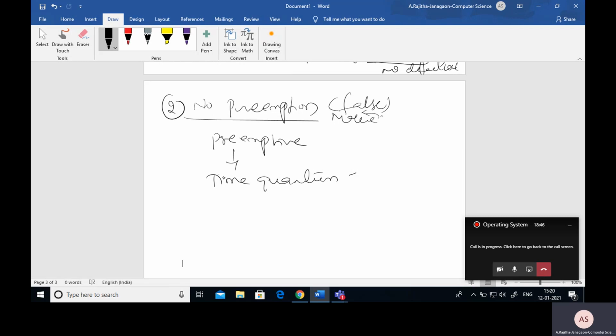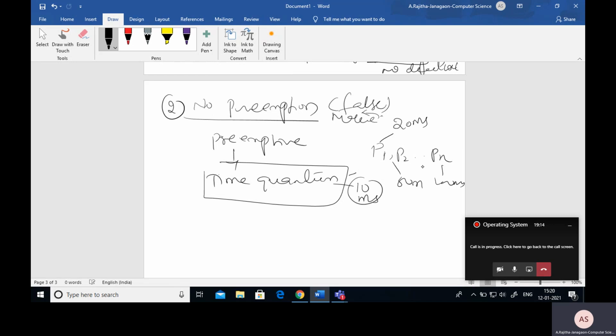Within the time quantum only that process is executed. Whether the process is completely executed or not, that is not the concept. Only whatever the time quantum. For example, suppose here P1, P2 and so on, n number of processes are there. The time quantum is 10 milliseconds. For executing P1, it requires some 20 milliseconds. For this one, it requires 80 milliseconds. For this, it requires 1000 milliseconds, like that. So only 10 milliseconds it is executed, and after that P2 is executed.